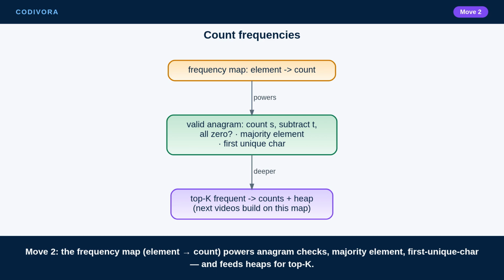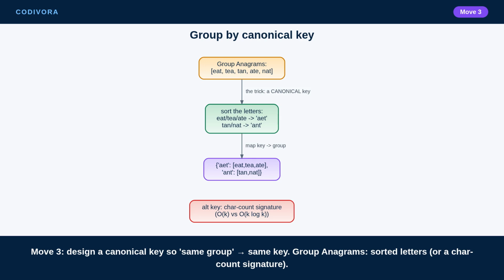And the counts map becomes the input to richer patterns. Top k frequent elements feeds these counts into a heap, coming in a later video. The habit: when a problem mentions how many times, or most common, your fingers should already be typing the frequency map.